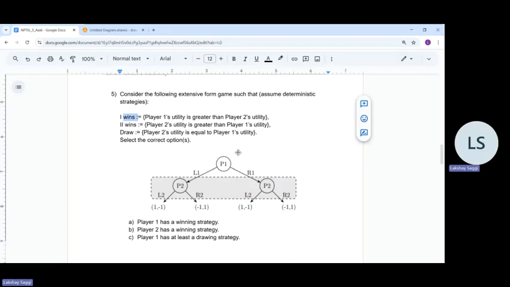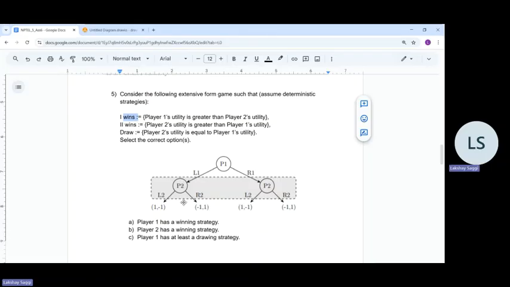In the game, first player one makes a choice between L1 and R1. If player one plays L1, then player two gets a choice of playing either L2 or R2. If player one plays L1 and player two plays R2, then minus one comma one is the payoff, where the first number is the payoff of player one and the second number in the parentheses is the payoff of player two. So in this tuple one comma minus one, one is the payoff of player one and minus one is the payoff for player two. Similarly here, and similarly for here.